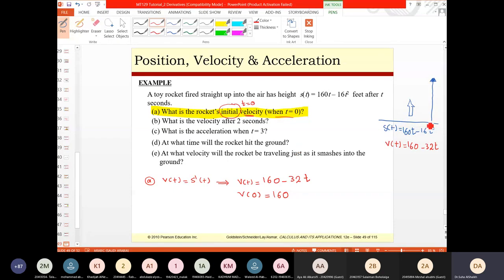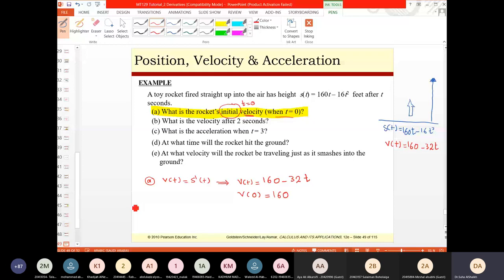2 times 16, it's 32. You have to practice that derivative work here. So this answers part A of the question. This is the velocity initially, at the beginning of the time.